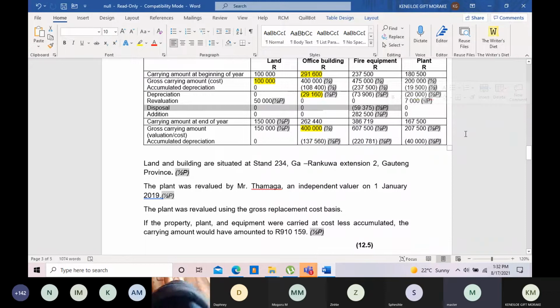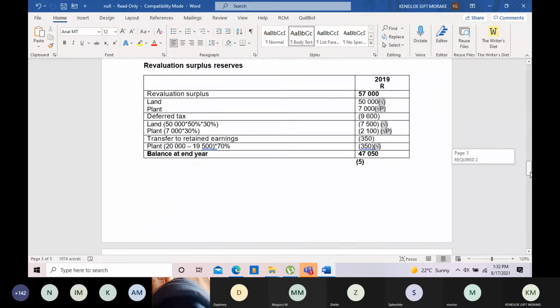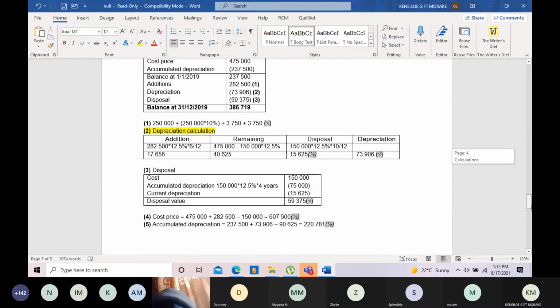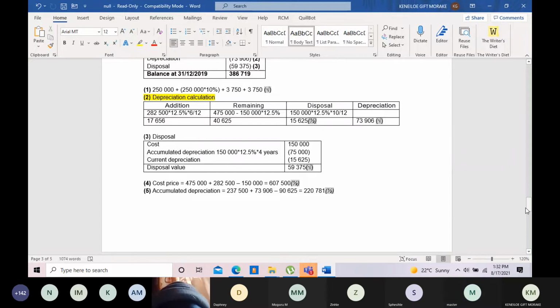And then how do we get the 59,375 as your disposal? Let's get back there. You can see that it is written disposal, the number 3, under fire equipment. Those are the calculations that I'm dealing with right now. Under disposal, the number 3, we have cost price, which is 150,000, which was also given under the additional information.